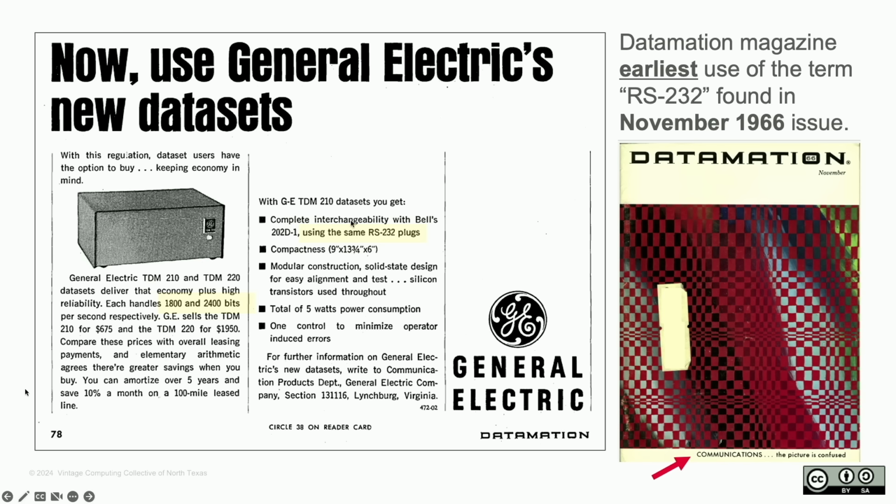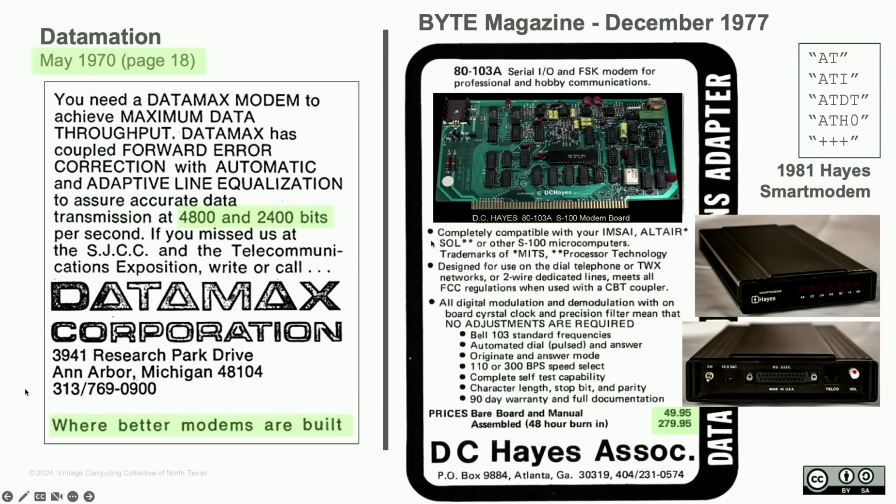But it says it's compatible with RS-232. Now it doesn't say A, B, or C. This predates the C spec. So if somebody found one of these, it probably wouldn't work with the modern-day C standard. So that's what I found, 1966. If anyone finds earlier than that, let me know.